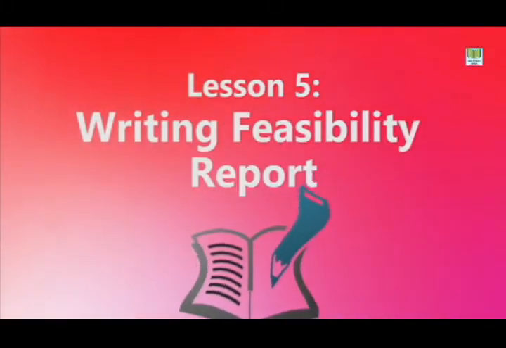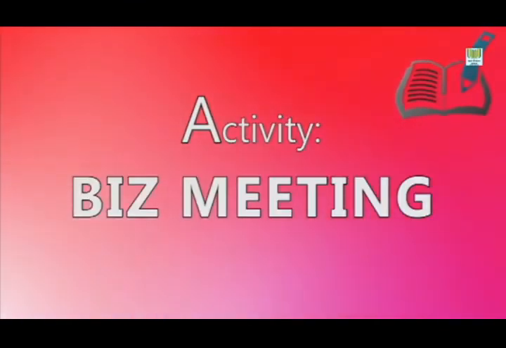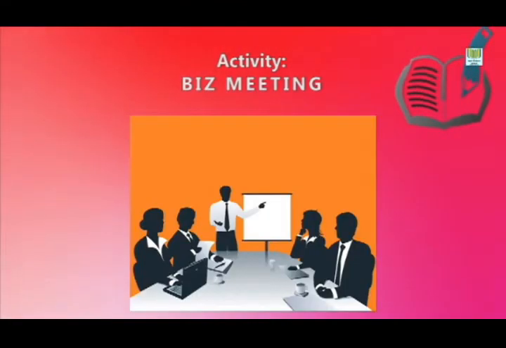Lesson 5. Writing feasibility report. Activity. Biz meeting. Instructions. Divide the class into 2 groups to perform a business meeting role play. Every member of the group will collaborate among each other to come up with a business report about any product to launch. Assign a member to be the discussant.